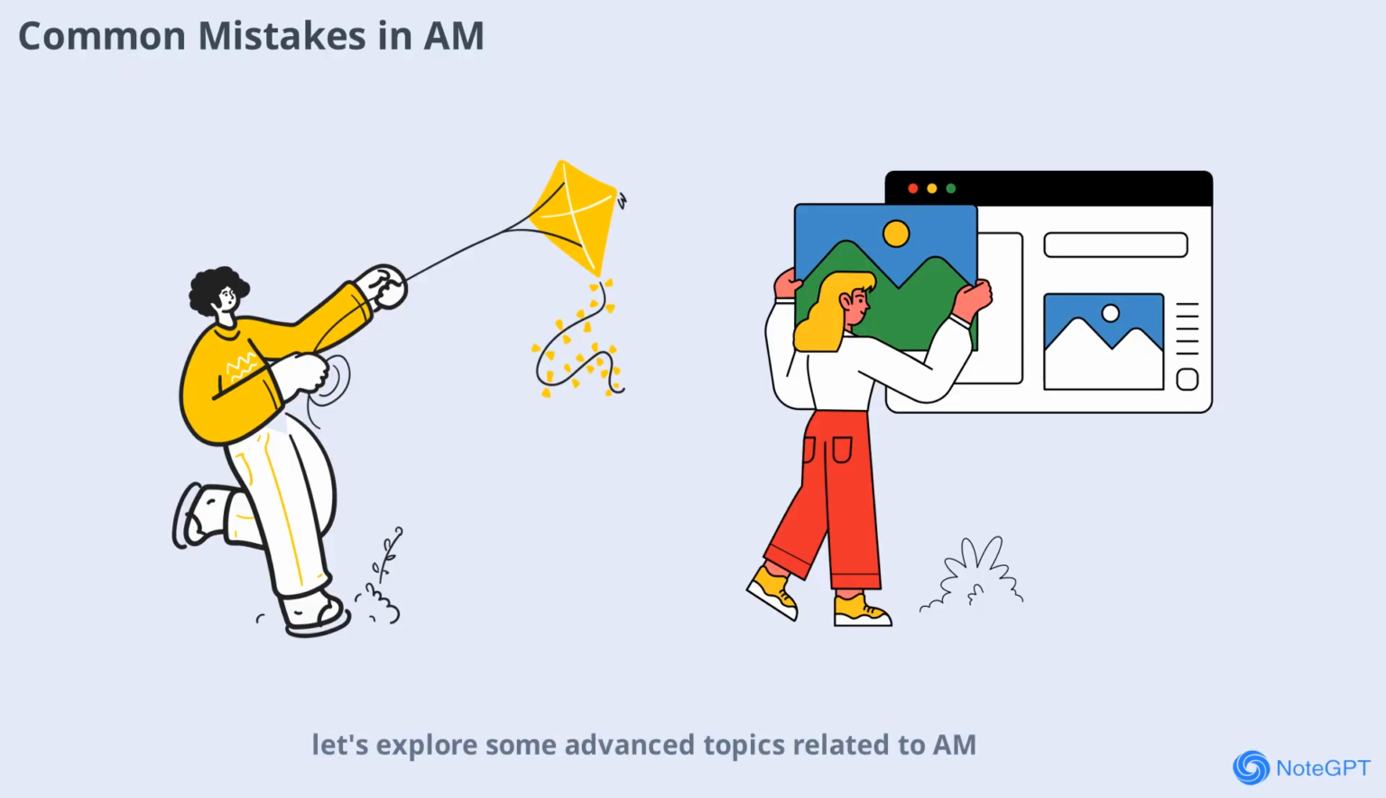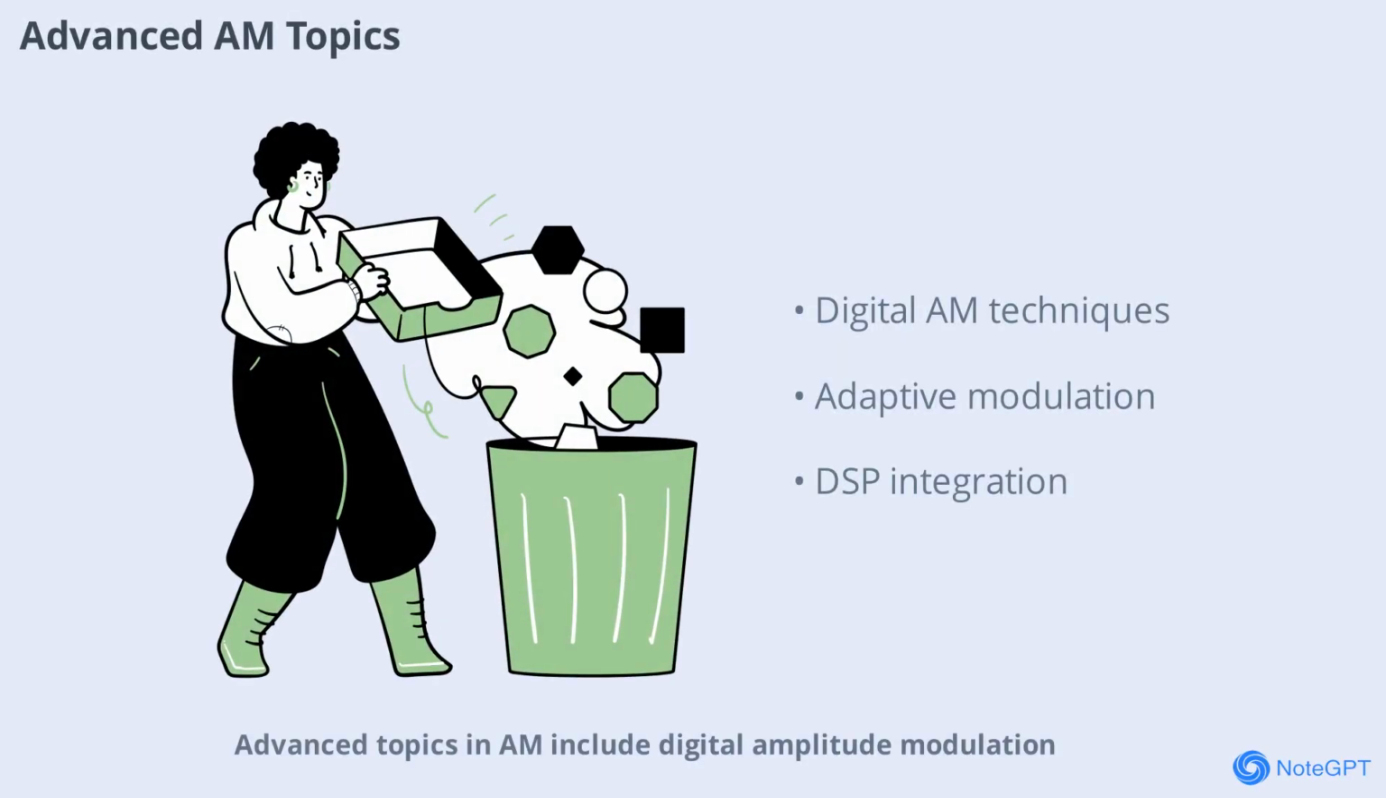Next, let's explore some advanced topics related to AM. Advanced topics in AM include digital amplitude modulation, adaptive modulation techniques, and the integration of AM with digital signal processing. These areas push the boundaries of what AM can achieve, enabling more efficient and robust communication systems. Exploring these topics can open up new possibilities for research and innovation in the field of communications.